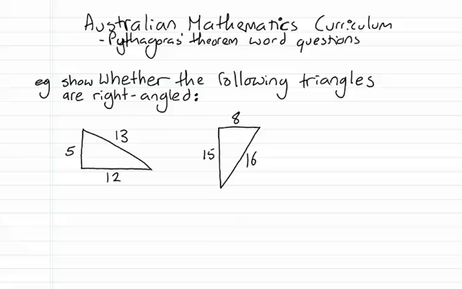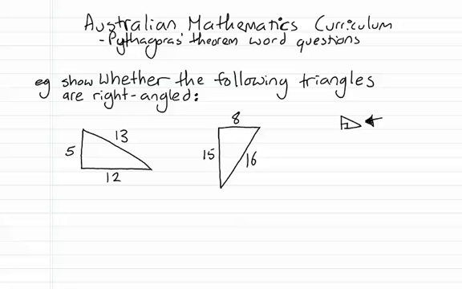Australian mathematics curriculum, we're looking at Pythagoras' theorem word questions. A frequent type of question we get is we're asked to show whether a triangle is right-angled. Now normally, if we want to know if a triangle's right-angled, there's a little right-angle sign in it, like this. But these triangles have 3 numbers showing, but no right angle. We have to work out if they're right-angled.